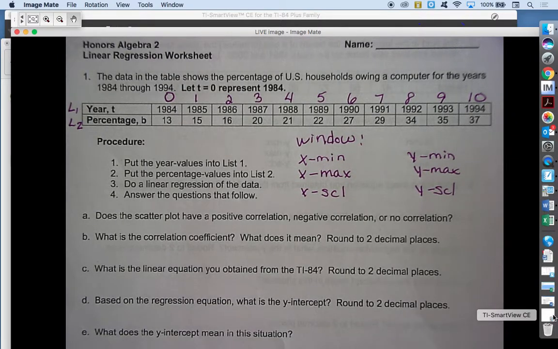So the data shows the number of U.S. households owning a computer for the years 1984 to 1994. This is percentages. So in 1984, 13% of households had a computer, which, I mean, you were rich to have a computer in 1984. I know you don't really think about it that way, but you had to be very well off. Even in 1994, there was only 37% of households owning a computer.